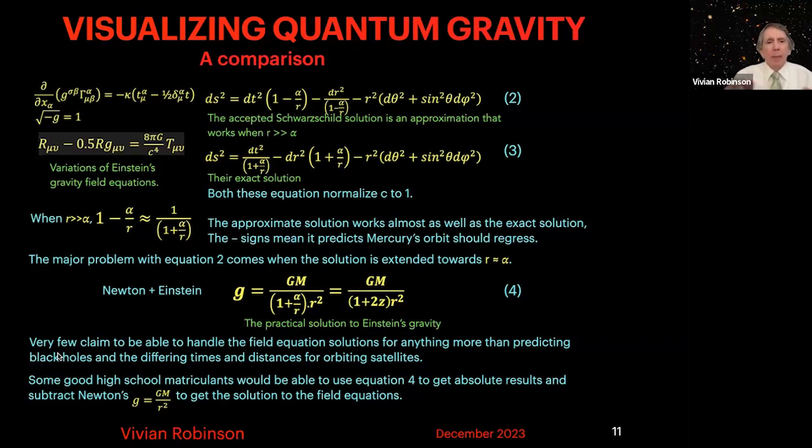Very few claim to be able to handle the field equation solutions for anything more than predicting black holes and the differing times and distances for orbiting satellites. Yet I respectfully suggest that some good high school matriculates would be able to use this equation to get absolute results and then subtract Newton's GM over r squared to get the solution to Einstein's field equations. This is not a difficult task. Good luck. As I said, they've got it wrong.